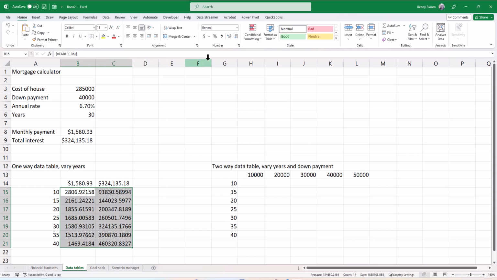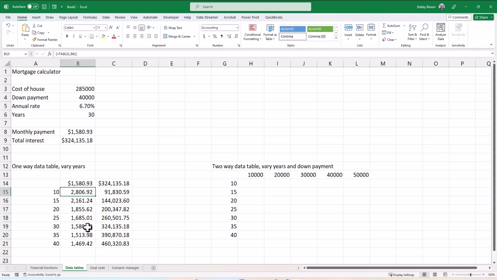I'm going to click Home, and I'm going to click my comma style so we can see that at 10 years our monthly payment is up to $2,800 a month, but we're only going to pay $91,000 in interest. If we take 40 years, our payment is down to $1,469 a month, but we're going to spend a total of $460,000 in interest. One last thing, because this isn't very helpful as to what the columns are, but you cannot delete these formulas, otherwise the data table will not work.